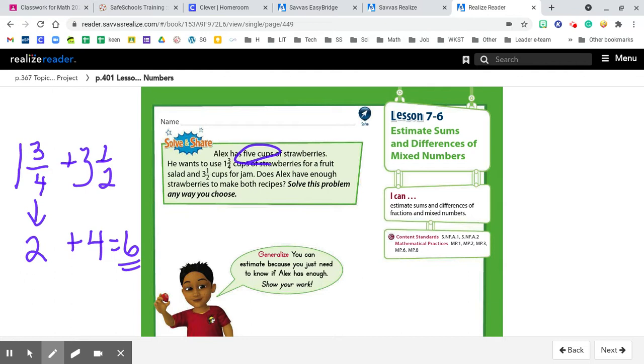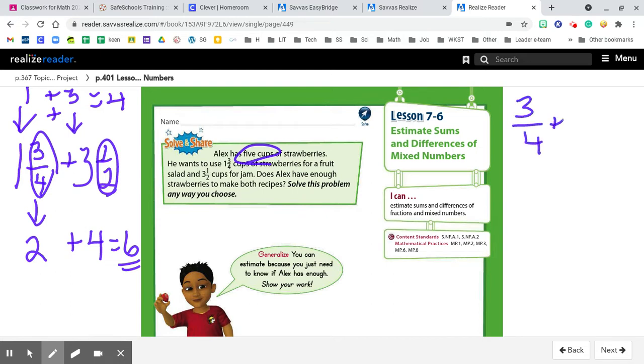You can also figure this one out, because it's pretty easy, by using exact numbers. If I say 1 plus 3 equals the whole number 4, and I only have 5 cups, now you have to figure out, would 3/4 and 1/2, if you added them together, be more than a cup? If you know your benchmark fractions, you know that 3/4 is bigger than a half. So yes, this would be more than 1 cup. So no, he doesn't have enough.